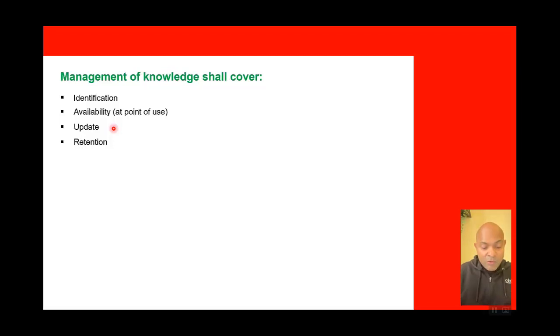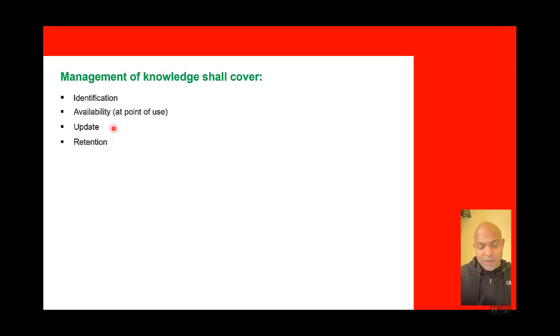Then comes, how frequently shall I update them? There is some knowledge with people. How shall I record or retain it? How long shall I retain this information? So, for the success of an organization, it is nowadays very important that you manage your knowledge by identifying it, making it available, updating it and retaining this knowledge.